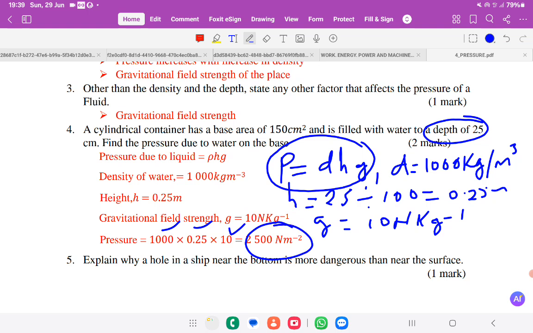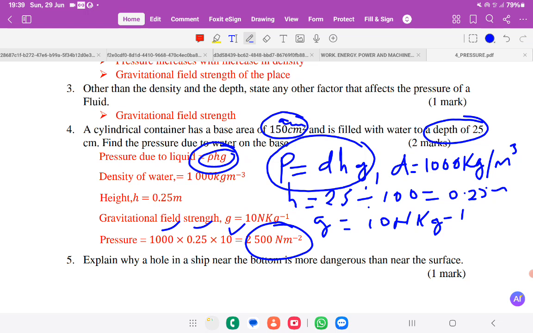Notice that we have no business with the area, because in our formula for liquid pressure, there's no area there. In other words, liquid pressure is independent of area. There's no area in the formula. So this one, don't be confused with it. It is not going to be used.